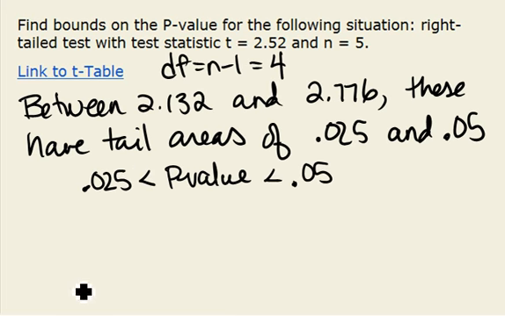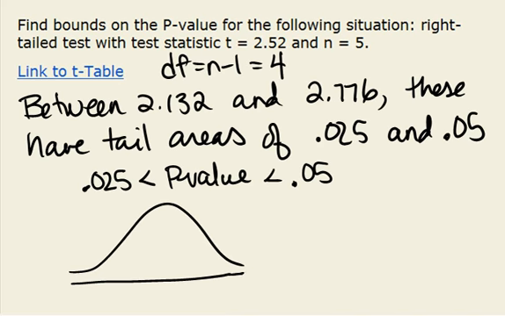The idea here of what we're doing to get our p-value is we can't find it exactly, but we can bound it from the information in the table. For a right-tailed test with 2.52, what the p-value looks like in picture form is this shaded area right here. That's what we want to find.